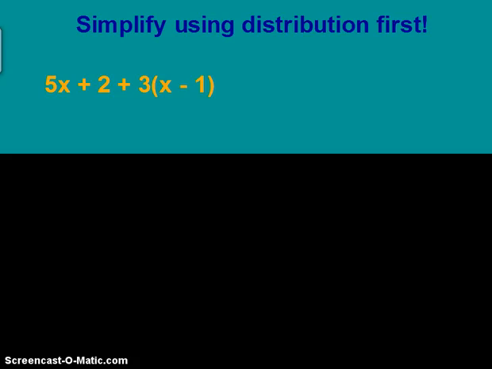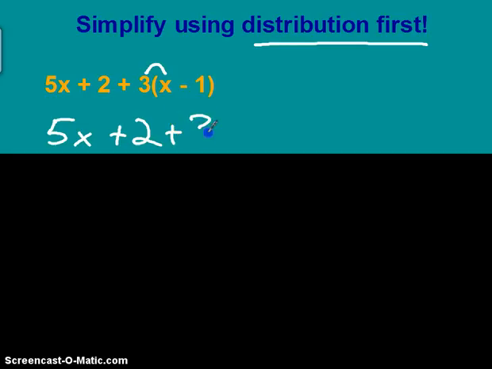And the final example I want to do for you today involves your good friend from yesterday, the distributive property. So again, you'll see what I put in the notes here. It says simplify using distribution first. So if we bring down 5x plus 2, now let's look at our distributive property. We're adding, we have to multiply 3 times x to get 3x, and 3 times minus 1 to get negative 3. And now we have to group the coefficients and variables together.